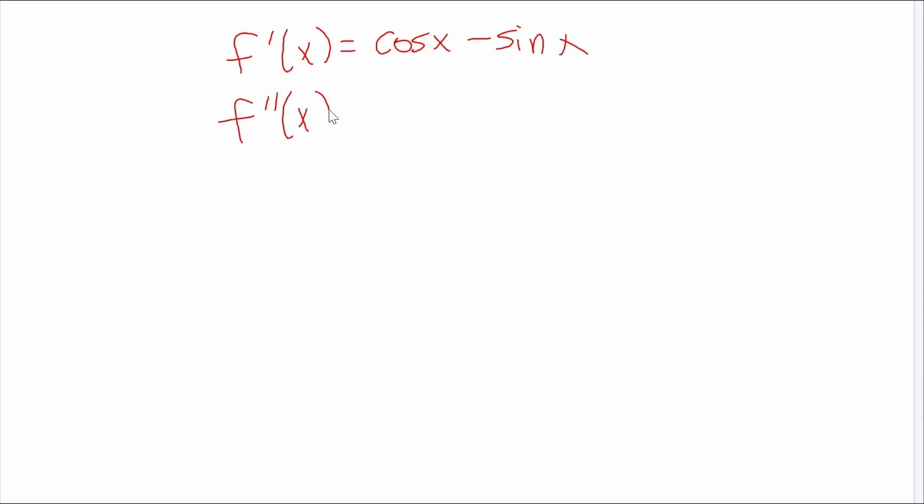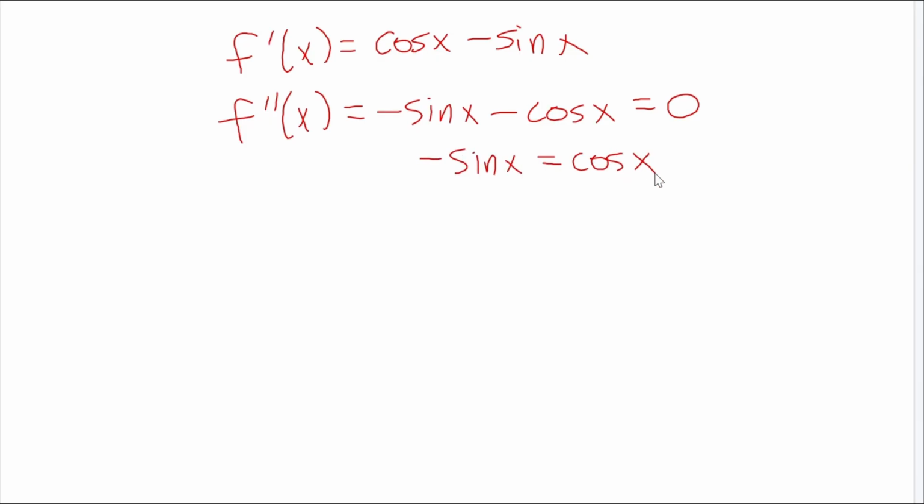But for now, we're going to need a second derivative. f prime was just cosine x minus sine x, which means our second derivative should be its derivative. The derivative of cosine is negative sine, and the derivative of negative sine is negative cosine of x. So that's also never undefined. If we set it equal to 0, we end up with negative sine x equals cosine x.